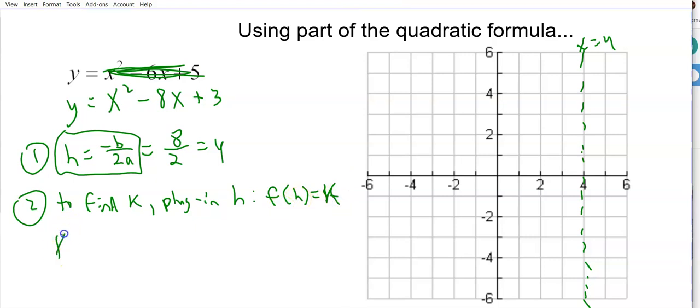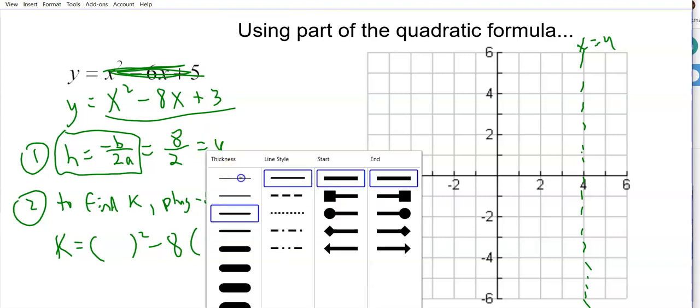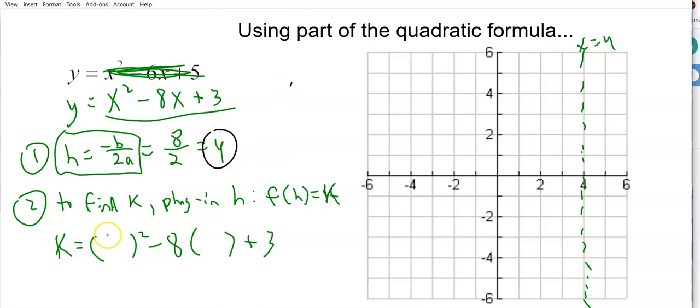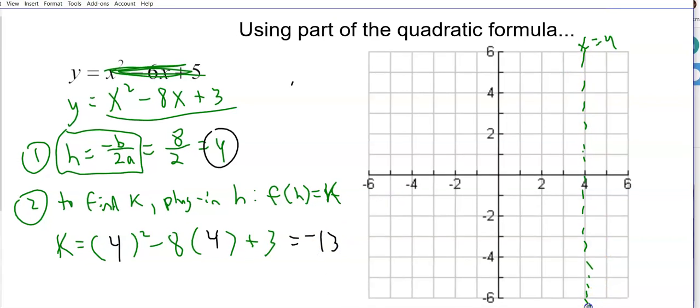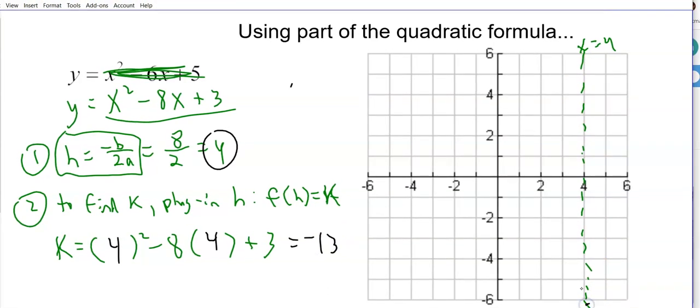Okay, so for k, I'm going to take the equation, and everywhere there's an x, I'm going to plug in 4. 4 is our value for h, so I'm plugging a 4 in here, and I'm plugging in a 4 here. And so k is going to equal 16 minus 32, which is negative 16, plus 3 is negative 13. So now we know the vertex is down here. Well, it's way down there, it's off the screen. But our vertex is at 4 comma negative 13.